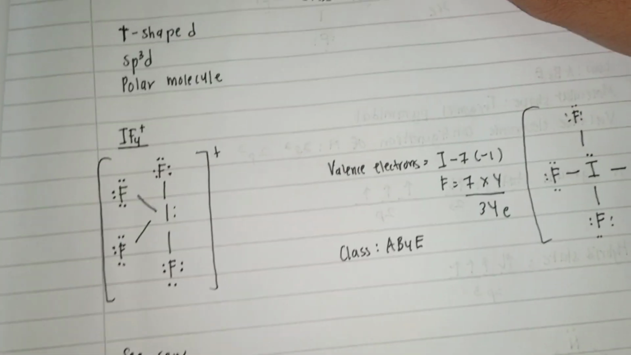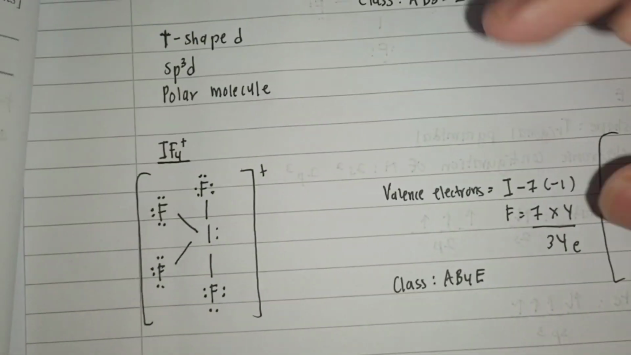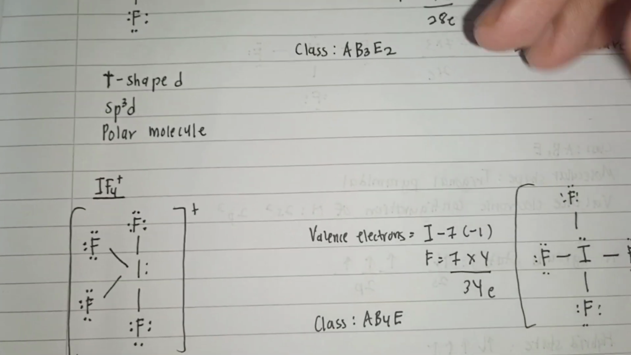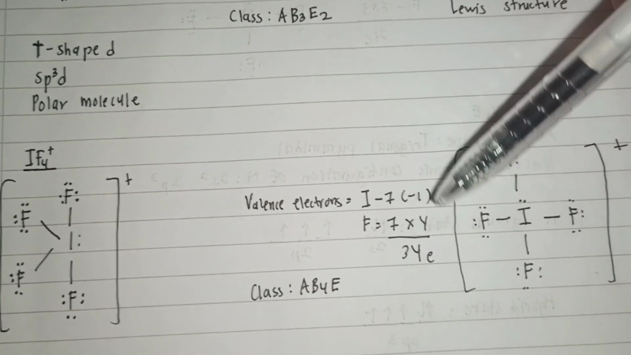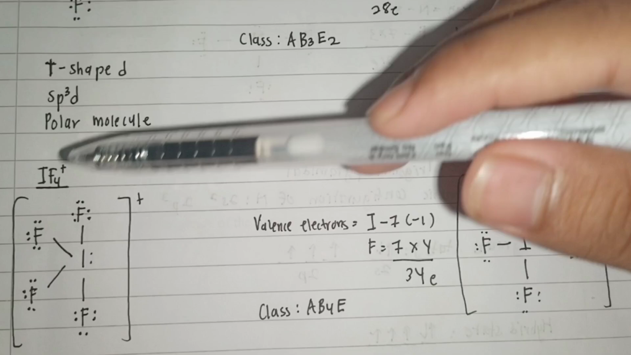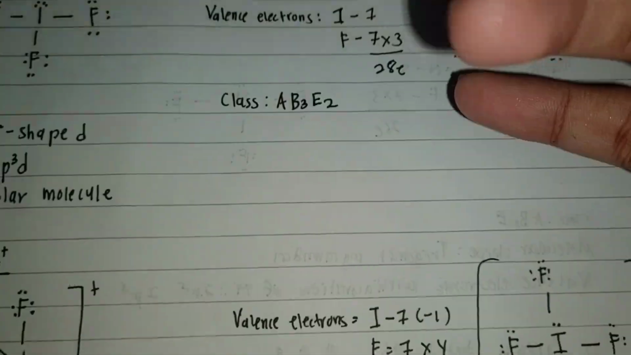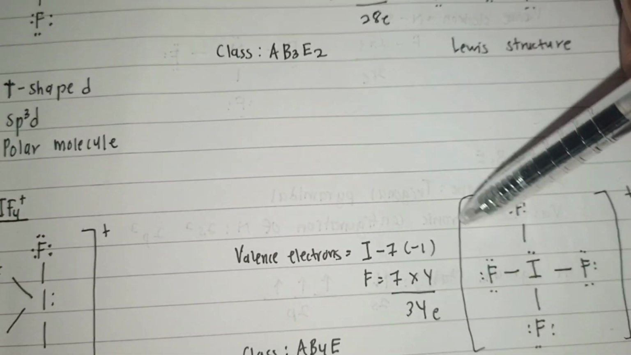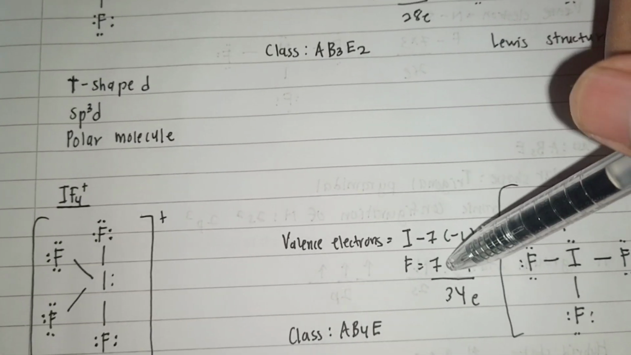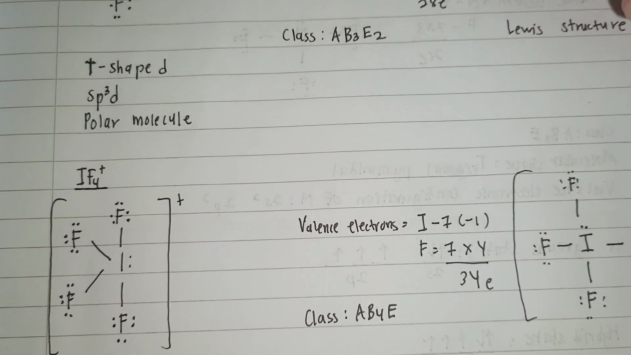Moving on to the second molecule, which is iodine tetrafluoride plus. It is the same as the first molecule: we need to draw its Lewis structure first, so calculate the valence electrons. Iodine has 7 valence electrons, but because it is a plus ion, we need to minus 1 electron. Fluorine has 4 atoms, so 7 times 4, and we get 34 electrons.